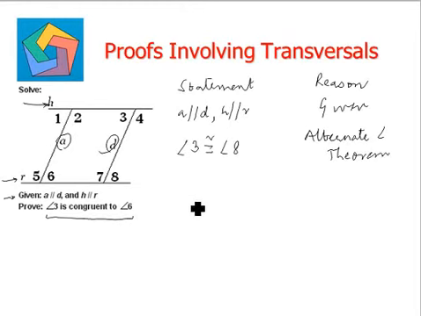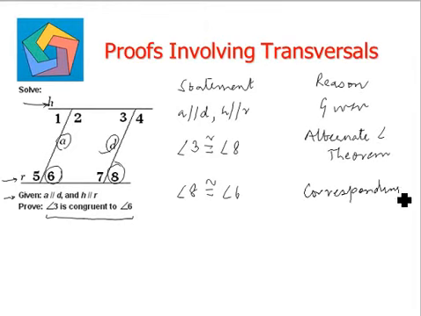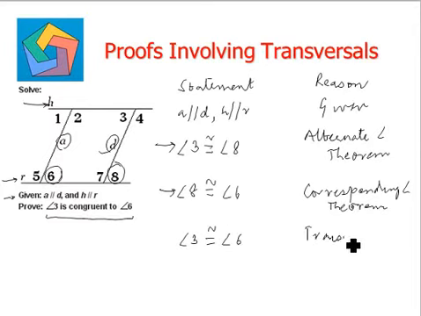Also angle 8 is congruent to angle 6, that is this angle over here. This is by the corresponding angle theorem, because we were given that A is parallel to D, so angle 8 is congruent to angle 6. Now if we observe the two congruent statements, 3 is congruent to 8 and 8 is congruent to 6, this implies that angle 3 is congruent to angle 6 by the transitive property.